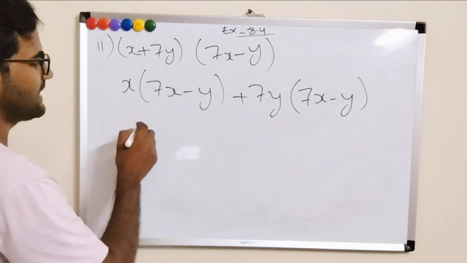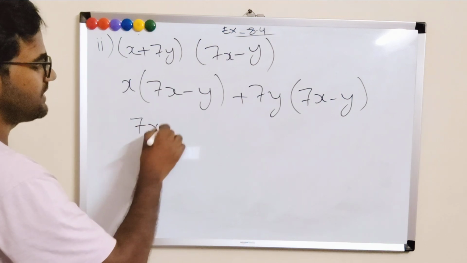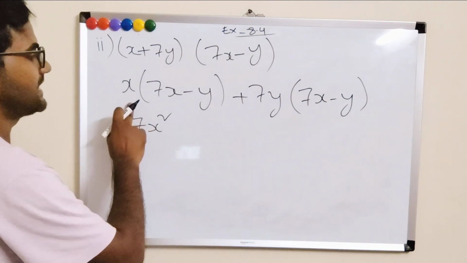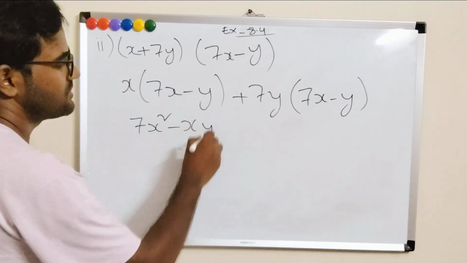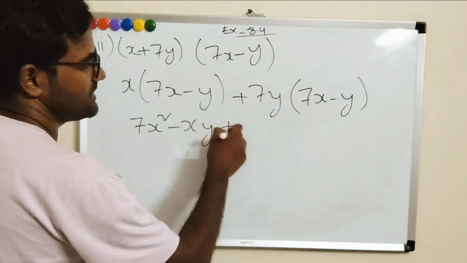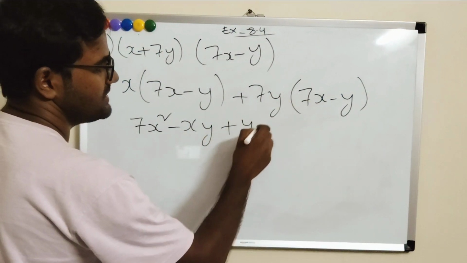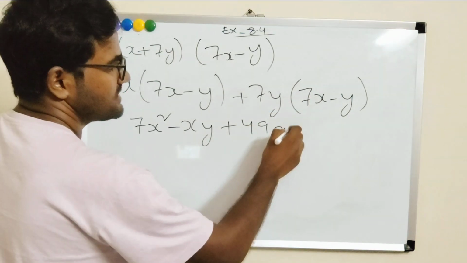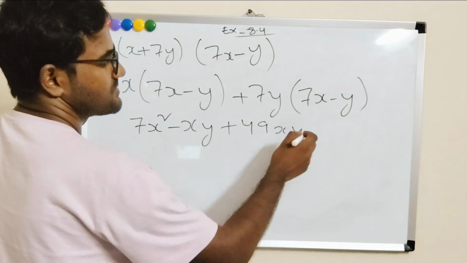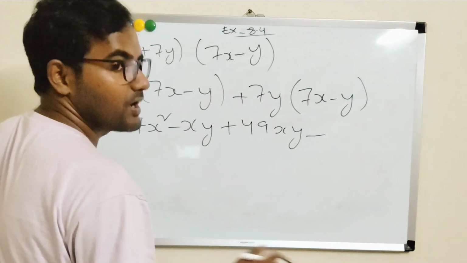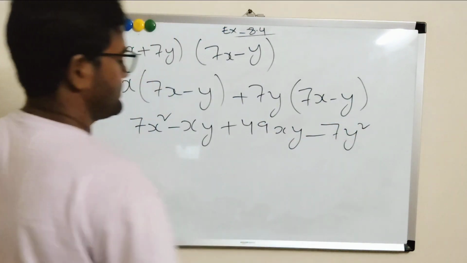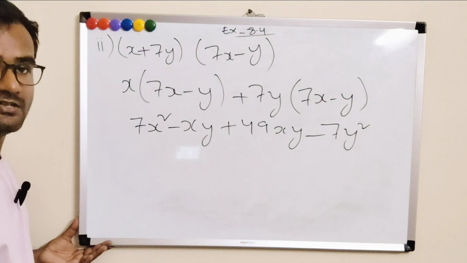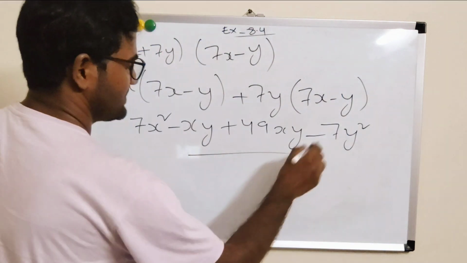So x into 7x will be 7x square, right? After that, plus into minus is minus, x into y is xy, right? Then plus into plus is plus, then 7 into 7 is 49, then x into y is xy, right? Plus into minus is minus, then 7y into y will be 7y square. So any similarities you see out here? Yes, you do again.